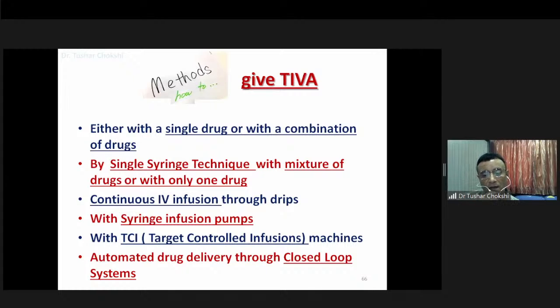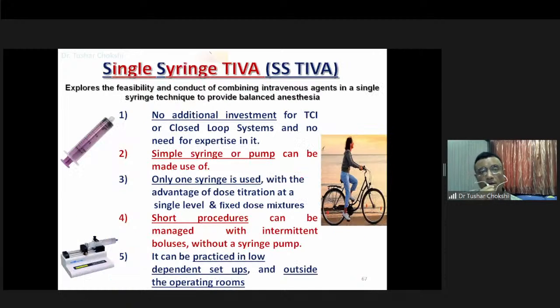TCI machines or TCI pumps, and one of the established methods is closed loop systems, automated drug delivery. It was developed in India by Dr. J.D. Puri. So this is one of the favorites, and my favorite is also single syringe TIVA. No additional systems are required, like TCI or closed loop system, just a single syringe.